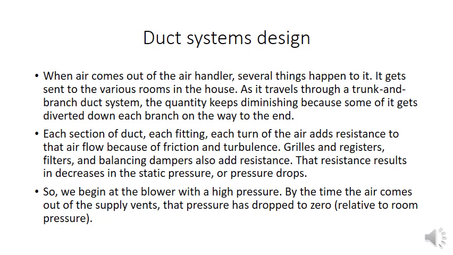Now in duct system design, when air comes out of the air handling unit, several things happen. First, it is sent to various rooms in the house. Suppose we are talking about a household air handling unit, then it travels through the different branches of the duct system, where the quantity keeps varying, with some diverted through different branches to different rooms. So constant supply is the main criterion to regulate the airflow.